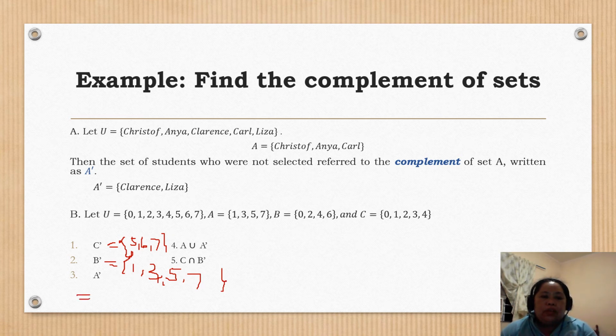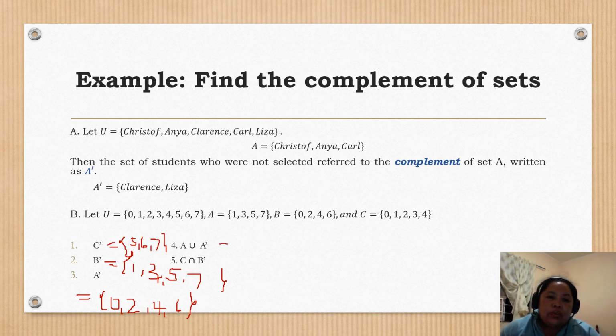What is the A complement? What is in U that is not in A? Of course, the 0, 2, 4, and 6. Okay?